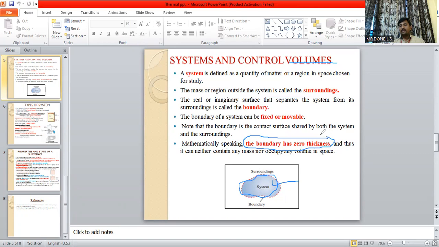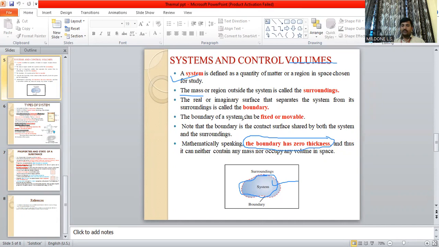The boundary has zero thickness, and thus it can neither contain any mass nor occupy any volume in space. So it is clear. Now, the first point we are going to consider is system. System is defined as a quantity of matter or region in space chosen for study. Mass or region outside the system is called surrounding. The real or imaginary surface that separates the system from its surrounding is called the boundary.